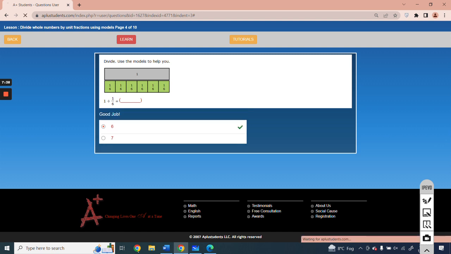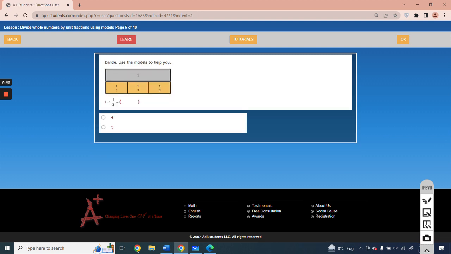Okay, the next one is divide, use the models to help you. So which is the correct option? 1 divided by 1 by 3 equals 3. Got it? That means you can make 3 equal portions of 1/3 out of the 1.